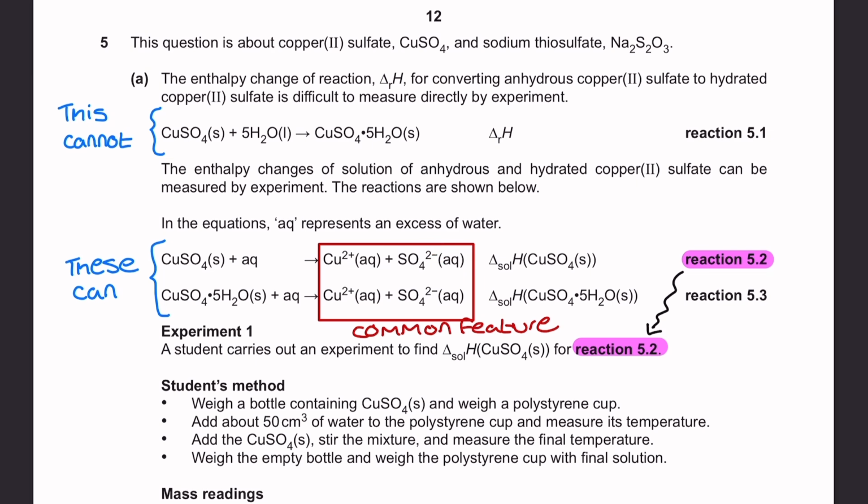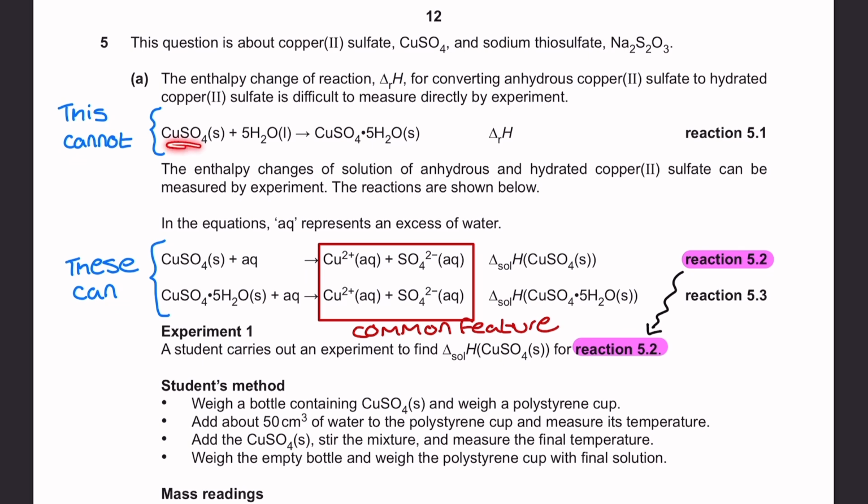This question is about copper-2 sulfate and sodium thiosulfate. The enthalpy change of reaction for converting anhydrous copper-2 sulfate to hydrated copper-2 sulfate is difficult to measure directly by experiment. Now, as you can see, as I've labelled up here, this reaction cannot be measured easily via experiment.